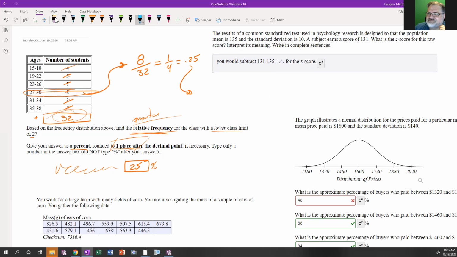What is the z-score? We find the z-score by taking the value minus the mean and dividing by the standard deviation. That's how we compute a z-score. So here, with our standard deviation being 10, 131 minus 135 divided by 10 certainly does give us a value of -4 over 10, which is -0.4.